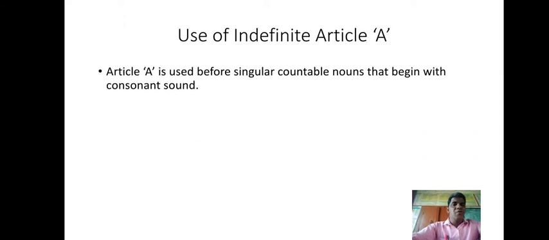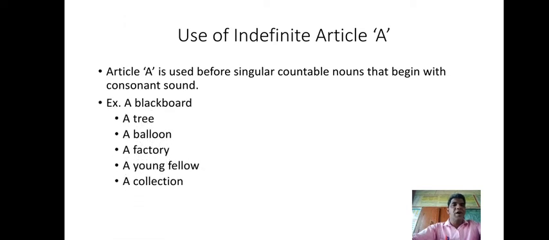Now we shall learn usage of article a. Article a is used before a singular countable noun that begins with a consonant sound. For example, a blackboard. Here blackboard is a singular noun, because blackboards is plural. Blackboard is a countable noun because we can count like one blackboard, two blackboards, three blackboards. And it begins with a consonant sound, because when we pronounce this word, the initial sound is b, and that is why it takes article a.